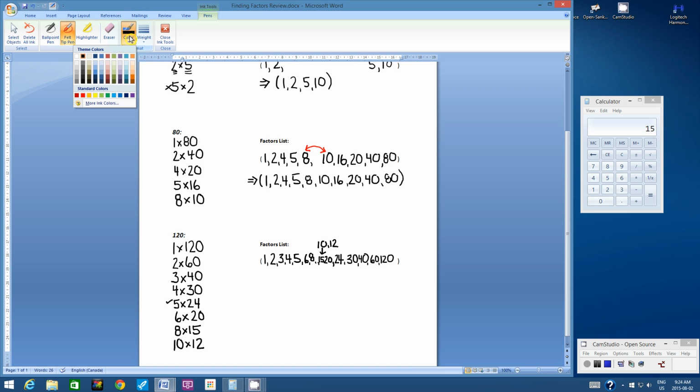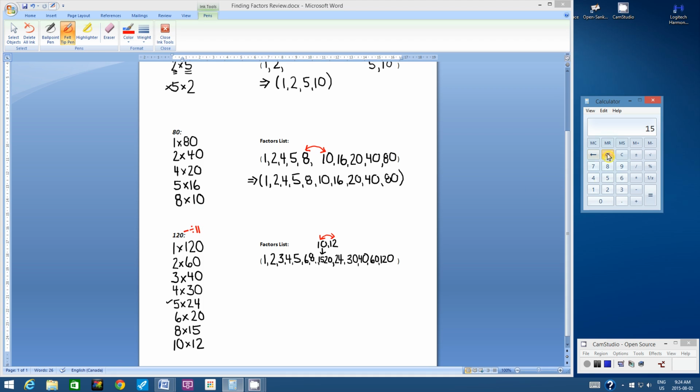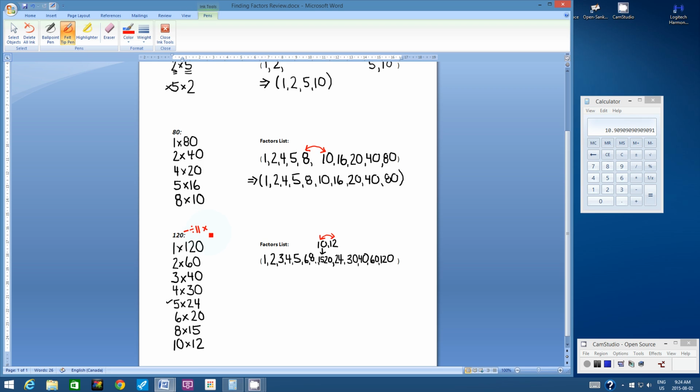Now, remember how I said in example 2? How do you know when you're done? Well, when these two numbers get close together. So 10 and 12. There's only one number in between 10 and 12, and that's 11. So let's check, is 120 divisible by 11? Do we get a whole number? No, so 11 does not work. So that's how we know we're done. When these two numbers, the last pair, are fairly close to each other.